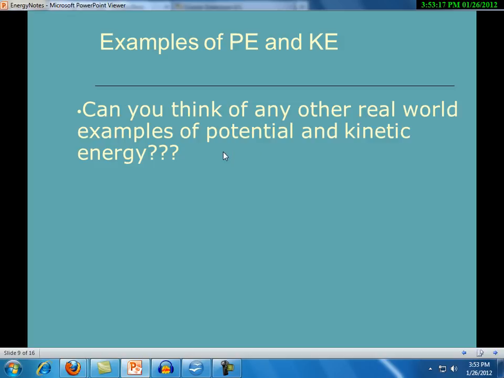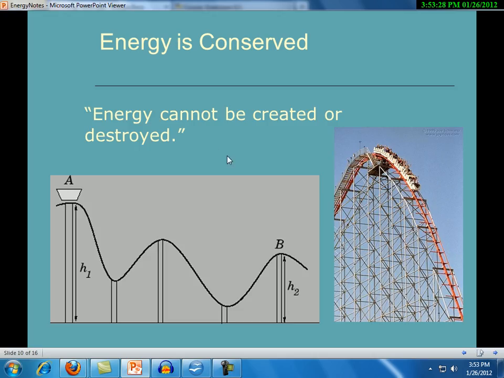I gave you one, bungee cords. When you drop from the bridge, you have a lot of potential energy, which turns into kinetic energy, stretches and turns into potential energy, which flips you back up into kinetic, and you keep going. And of course, what's really interesting is that energy can't be created or destroyed. It can only be turned into other forms of energy. We always conserve energy. So you cannot make energy.